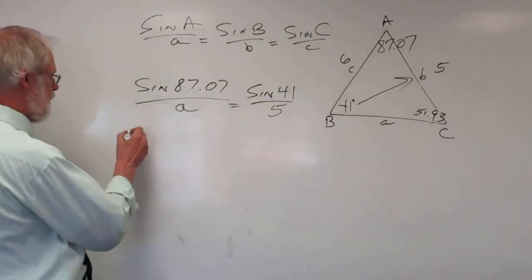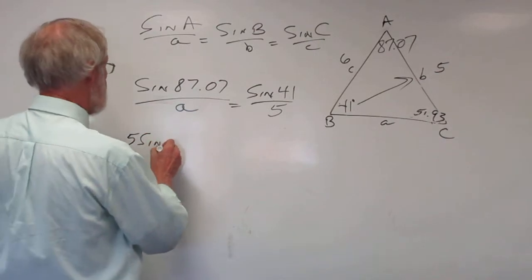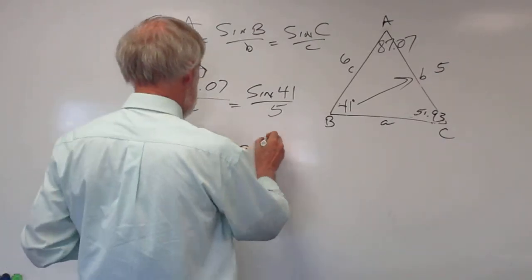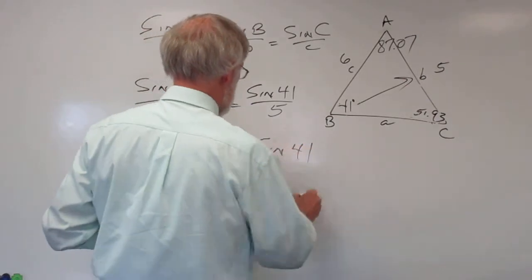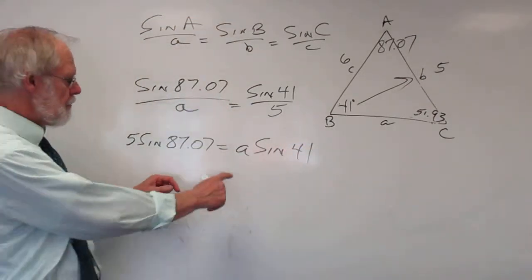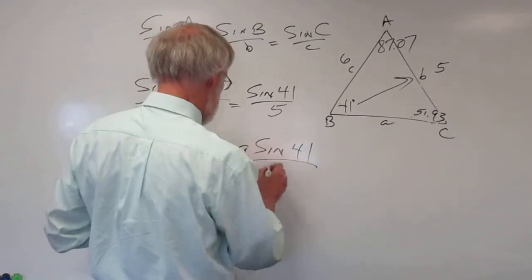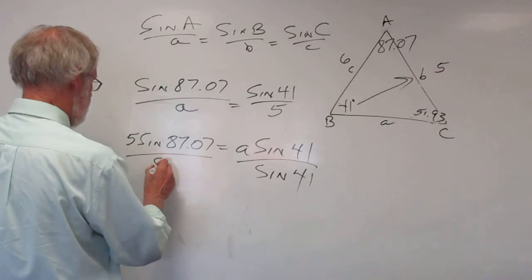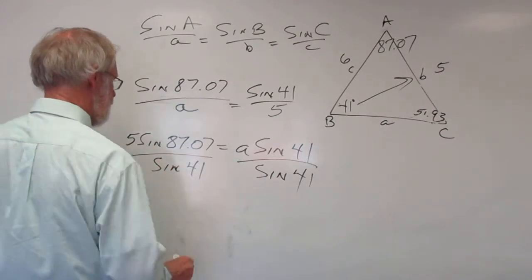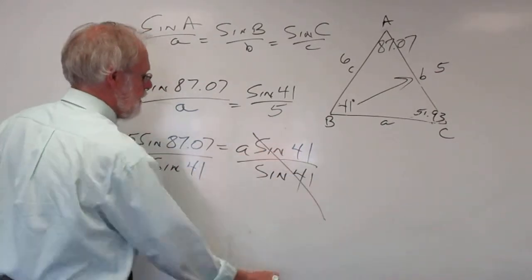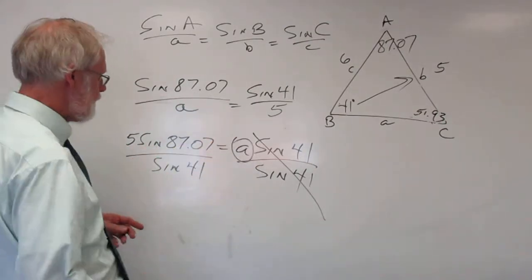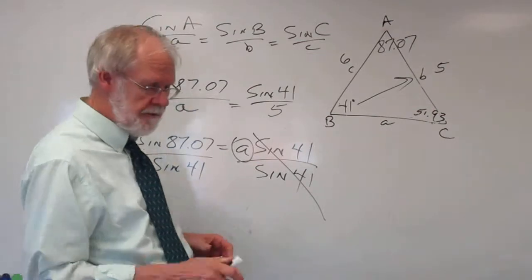So let's cross multiply. 5 sine 87.07 equals A sine 41. All right, remember we're trying to get A by itself, so I'm going to divide by sine 41, sine 41. All right, these cancel here, and I'm left with A on this side. 5 sine 87.07 divided by sine 41.